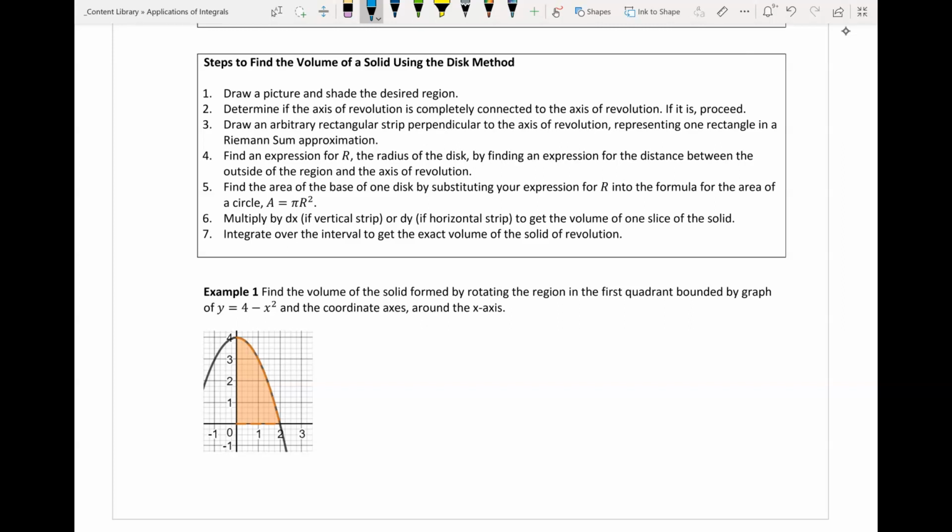Then we want to find the expression for r, which is the radius of the disk. Find an expression for the distance between the outside of the region and the axis of revolution. In the fifth step, find the area of the base of one disk by substituting your expression for r into the formula for the area of a circle. For example, the area of a circle is pi r squared. Then multiply by dx if we have a vertical strip, or dy if we have a horizontal strip, to get the volume of one slice of the solid. Then we'll integrate over the interval to get the exact volume of the solid.